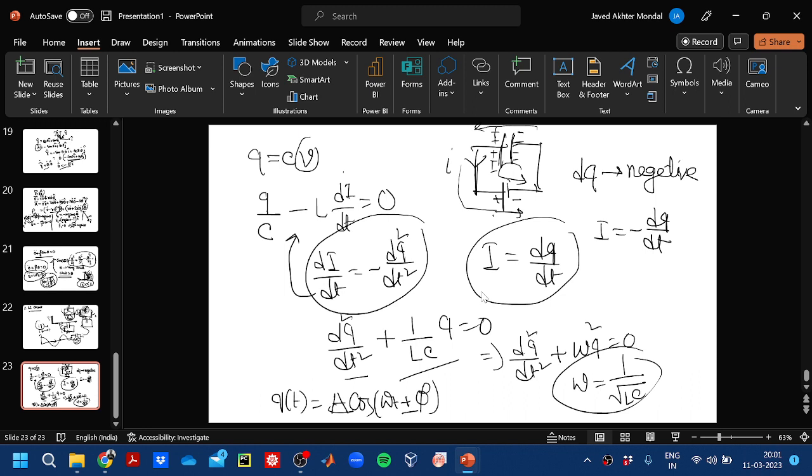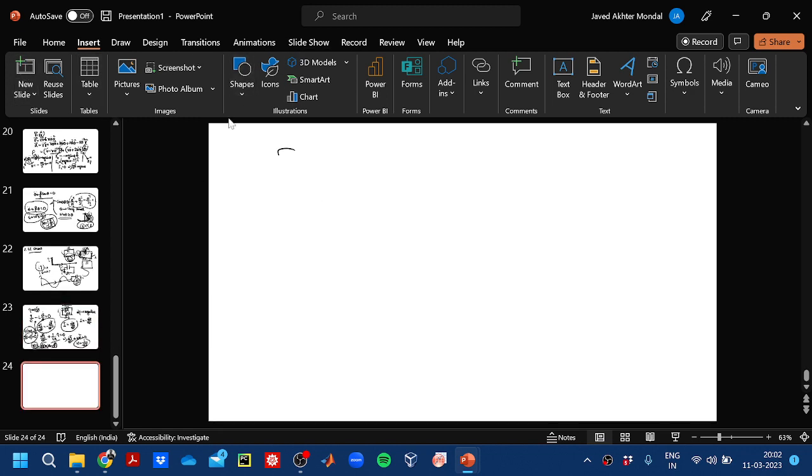To evaluate the constants, we need to be provided with two initial conditions. Suppose our charge at the initial point is q0, and at the initial time there is no current, so the initial current is 0. With the help of these two equations we can evaluate the coefficients A and phi, and with that we can get the exact form of q. From q we can easily calculate I, so I is dq/dt.